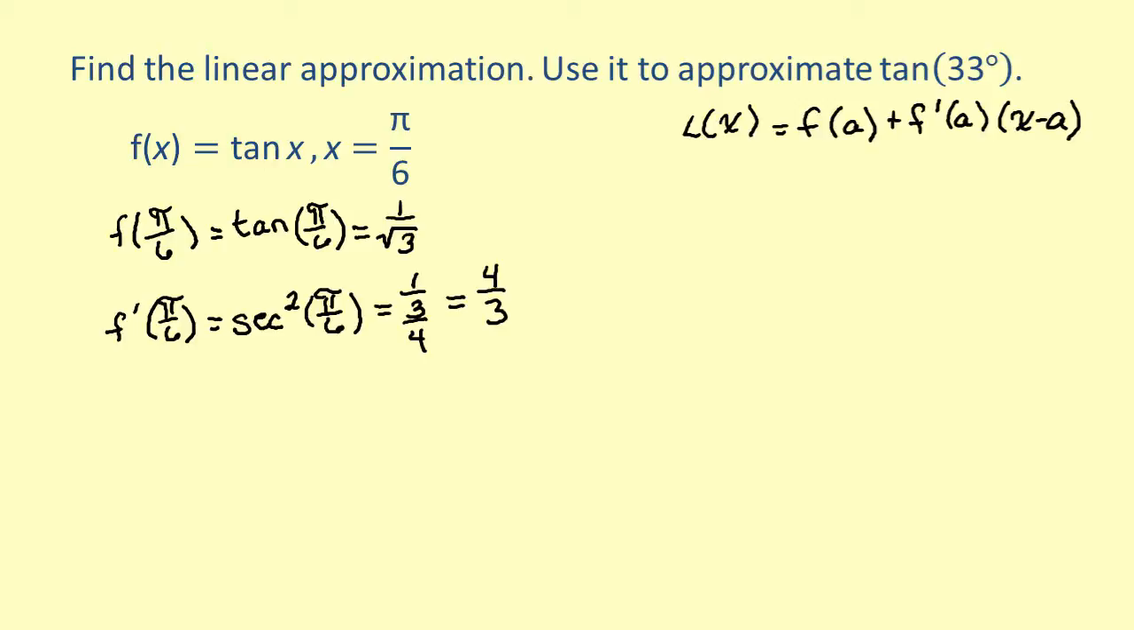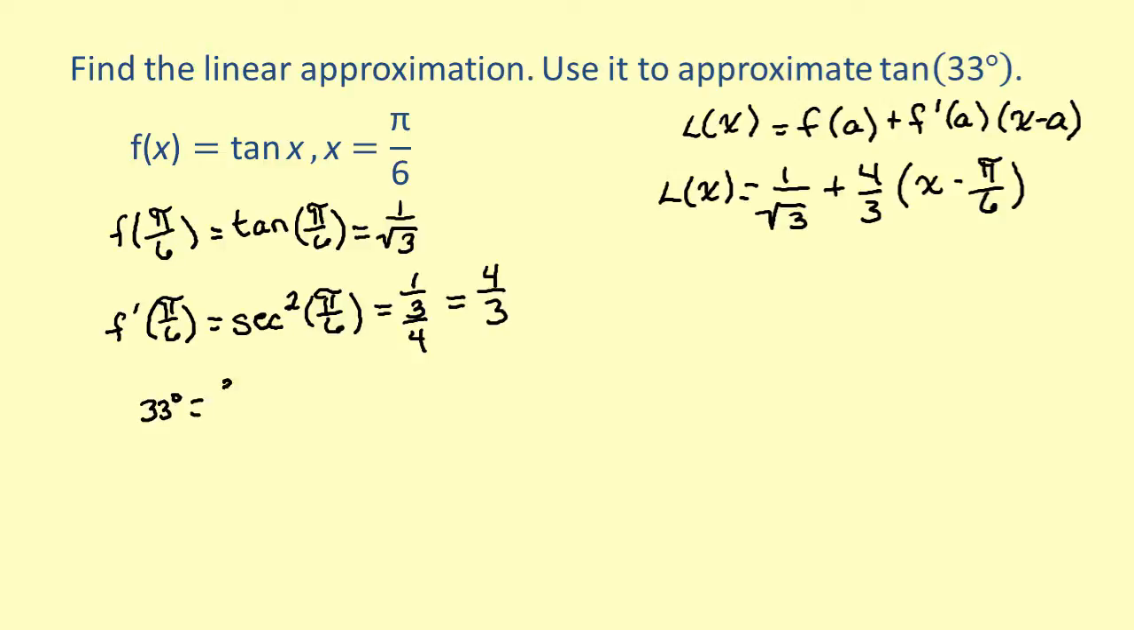We have L of x equals 1 over the square root of 3 plus 4/3 times the quantity x minus pi over 6. Since we want to find the linear approximation of the tangent at 33 degrees, we need to convert the 33 degrees to radians. So we have 33 degrees equals 33 pi over 180 radians. We can now plug this into our linear approximation.